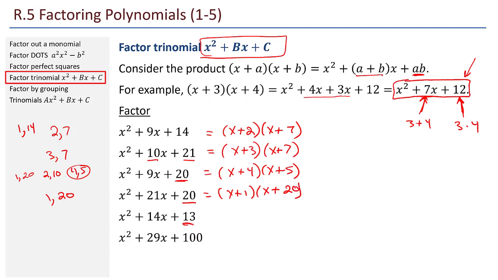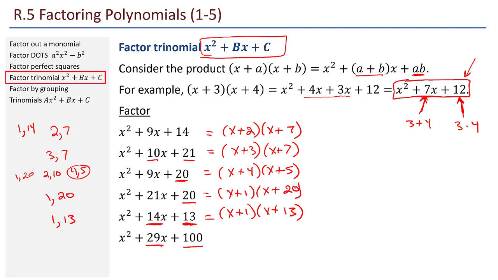Moving on, 13, I think this is the same situation. The product has to be 13 and the sum has to be 14, so maybe 1 and 13 will work out really well for us. X plus 1, x plus 13. And the last one, two numbers whose product is 100 and sum is 29.